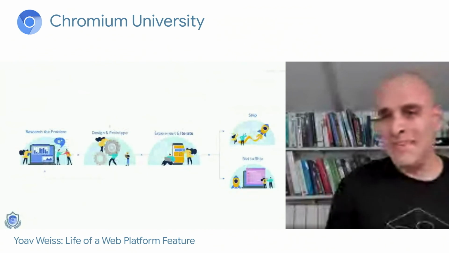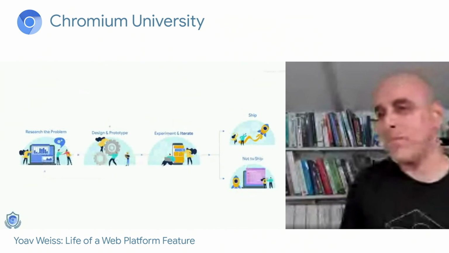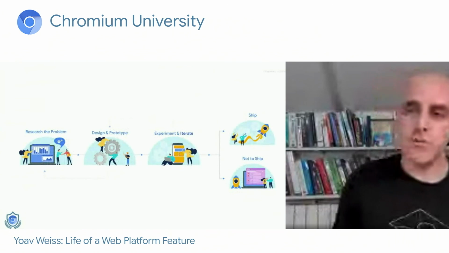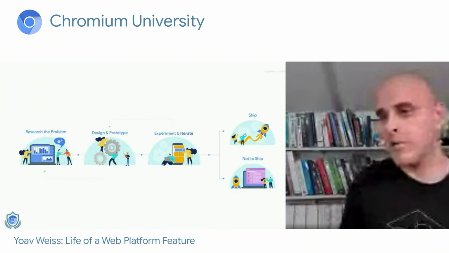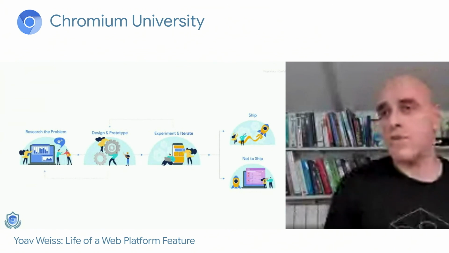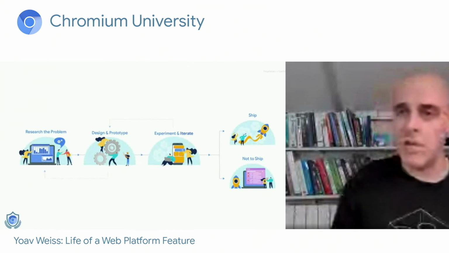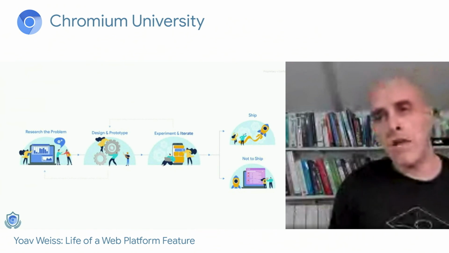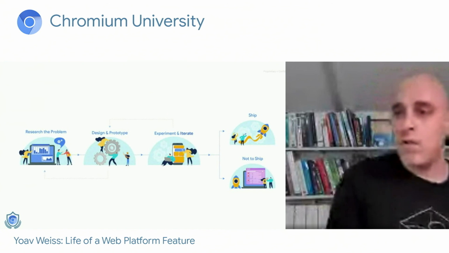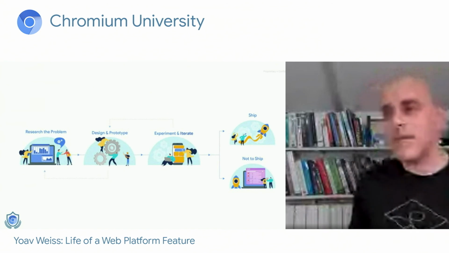To recap, the typical journey of an API goes from researching the problem space, publishing an explainer with the use cases outlined, designing the solution in the open with interested parties, experimenting with that solution, and eventually shipping it, or not, if we got it wrong. And note that at any stage, we can decide that we need to go back and address some issues.